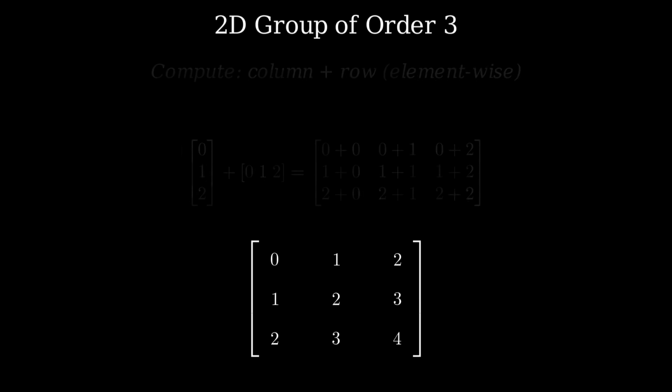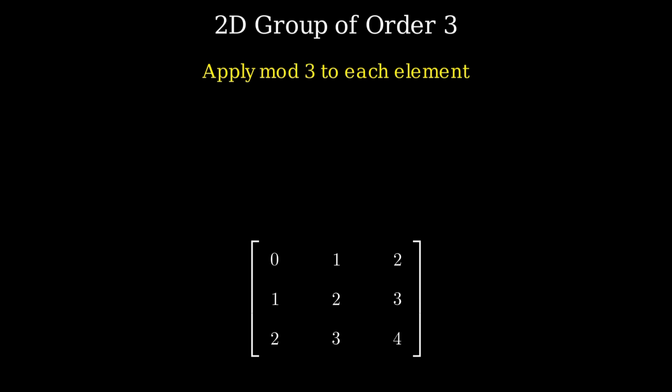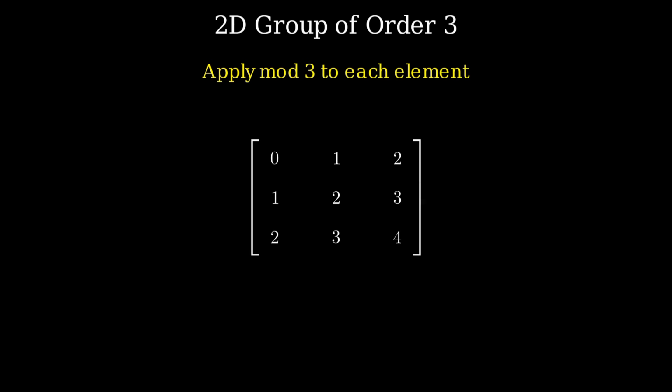Now we apply mod 3 to each element. 0 stays 0, 1 stays 1, 2 stays 2. 1 stays 1, 2 stays 2, but 3 becomes 0. 2 stays 2, 3 becomes 0, and 4 becomes 1. Our final 3 by 3 matrix is complete.